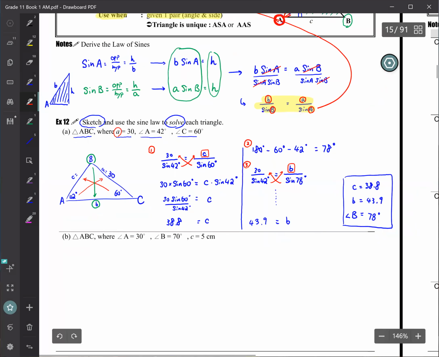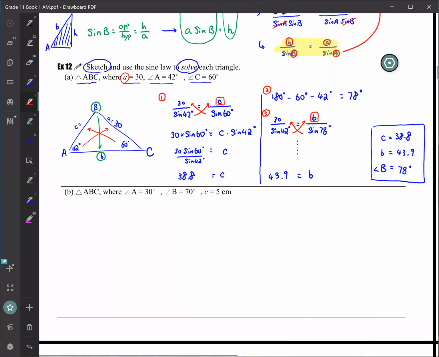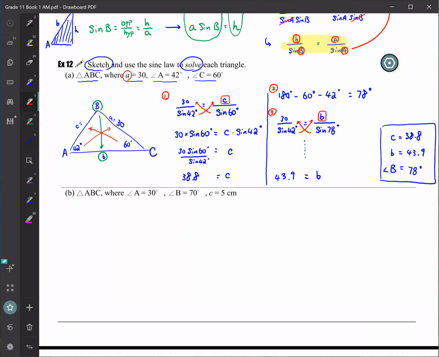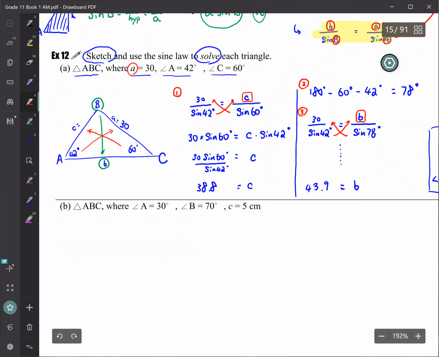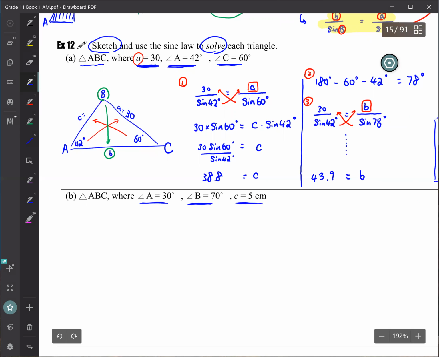Let's try another one. Okay, we have another triangle. Let's compare and see what's the difference between these two. If you look at what's given, in question A, we are given a pair, angle A, and side A, and angle C. This time we have angle A, angle B, and side C. So let's draw it out, because it looks like we don't have a pair.